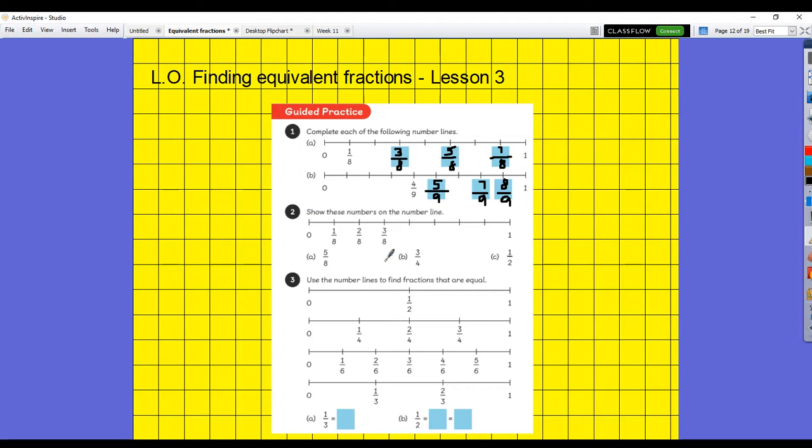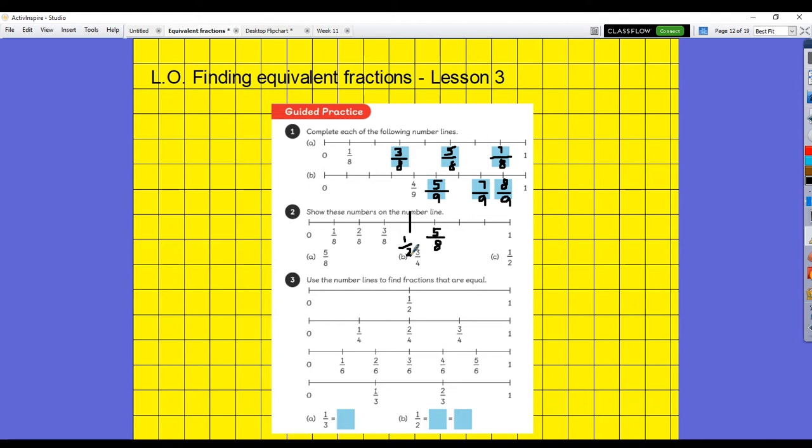So we've now got to show these numbers on a number line below. 1/8, 2/8, 3/8. Have we got 4/8 in here? No. 5/8. Okay, it's going to be there. And then we need 3/4, and then we need 1/2. Okay, so we know the halfway mark is going to be this line here. So I'm going to write half.